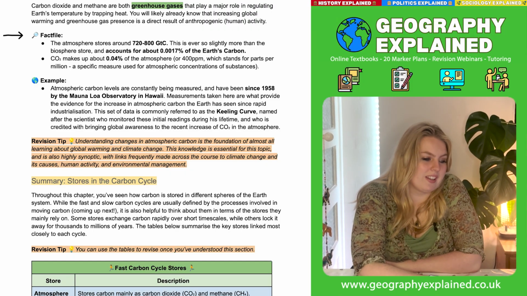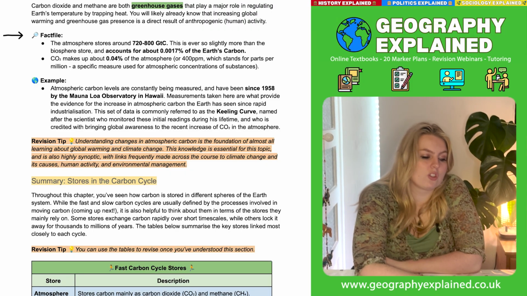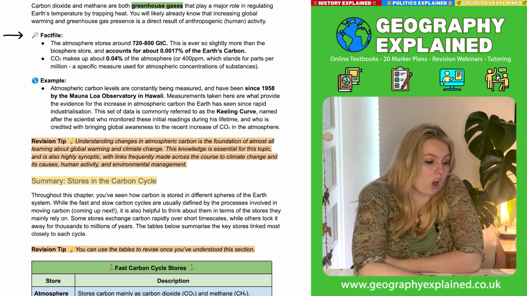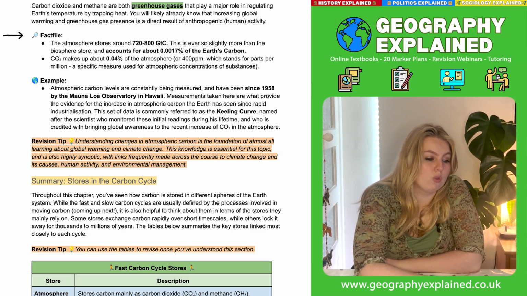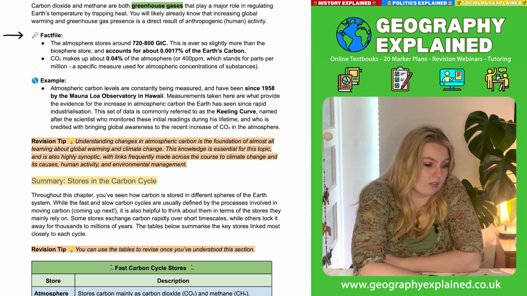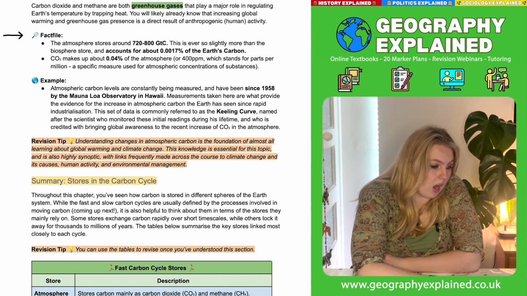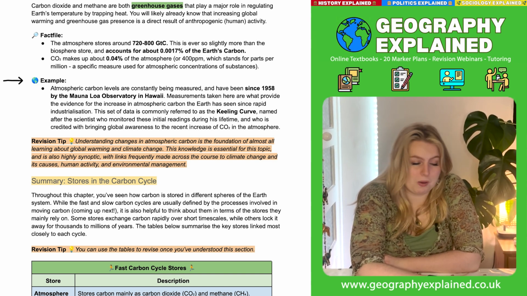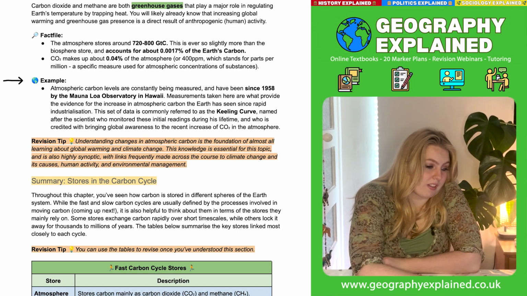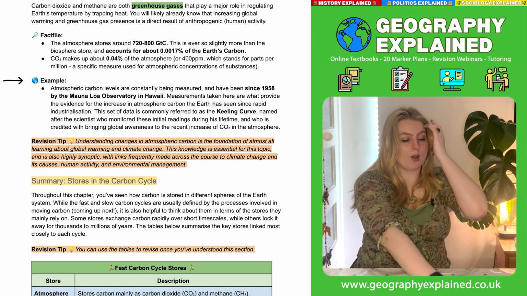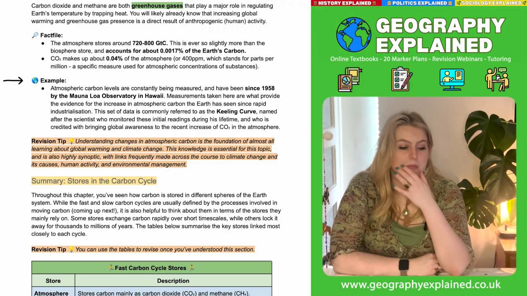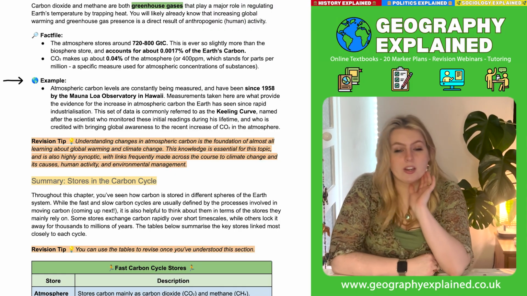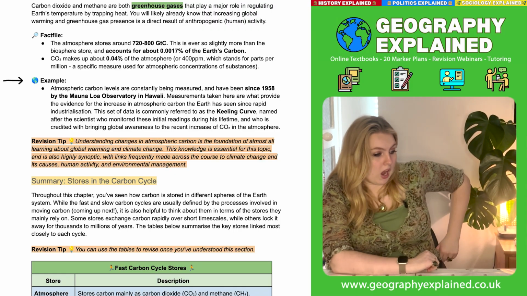So a little fact file is that the atmosphere stores around 720 to 800 gigatons of carbon, ever so slightly more than the biospheric store, and accounts for about 0.0017% of the Earth's carbon. So just thinking about how we measure these, for example, there's the Mauna Loa Observatory in Hawaii, which has basically taken measurements there since 1958.